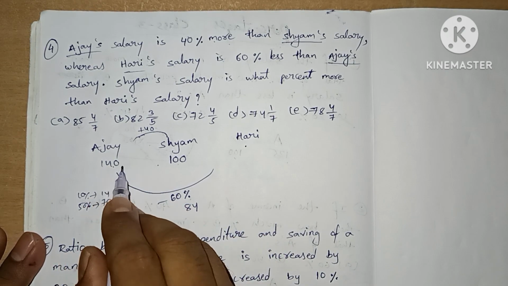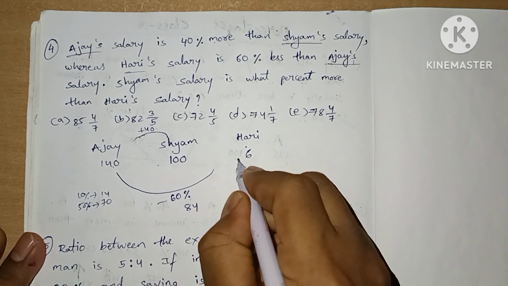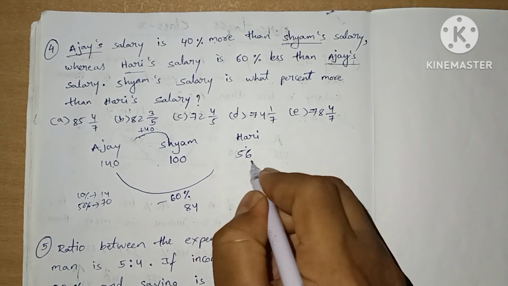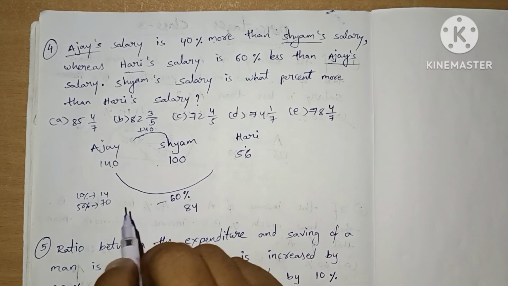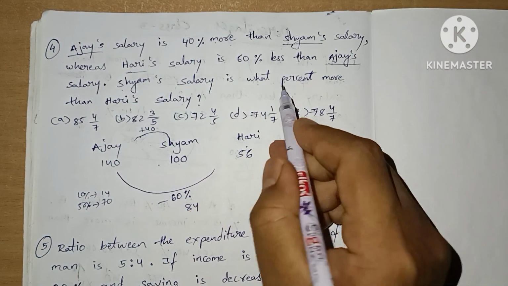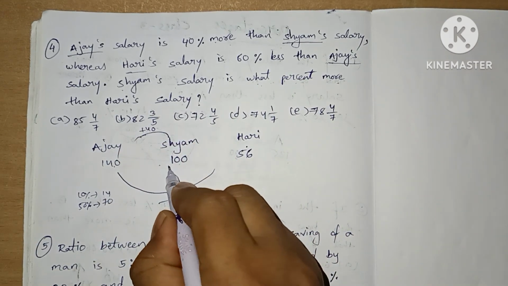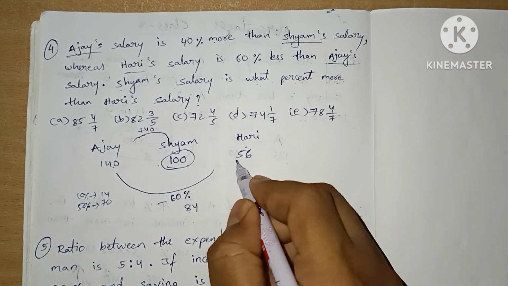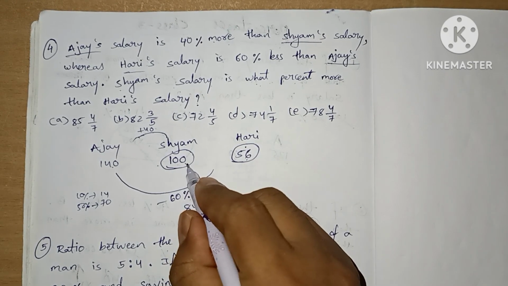So 140 minus 84, we get 56. 56 is the salary of Hari. Now what is the question? Shyam's salary is what percent more than Hari's salary? Shyam's salary is how much percent more than Hari's salary?